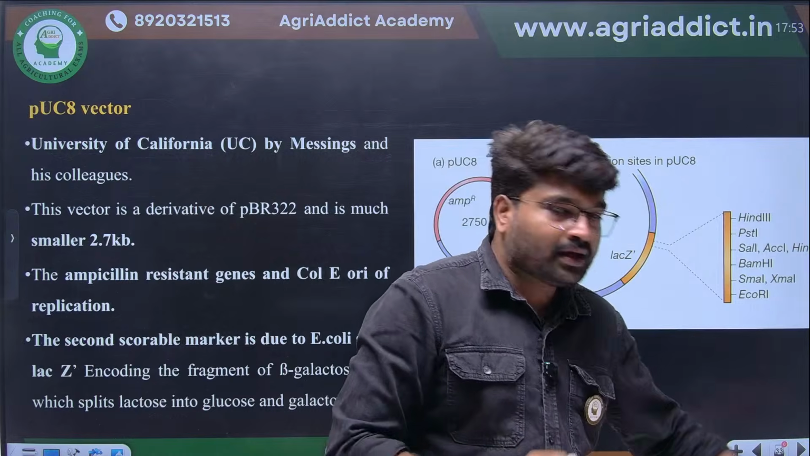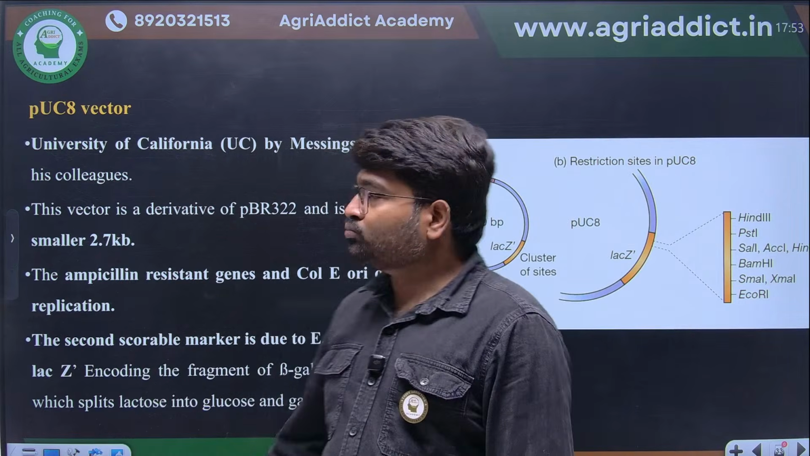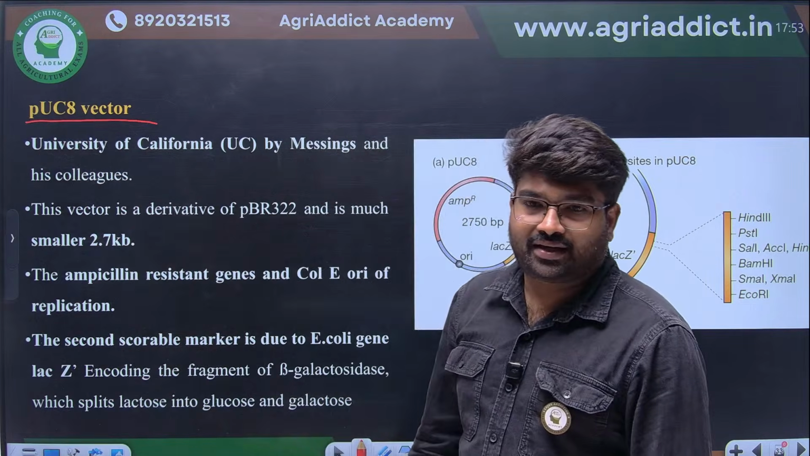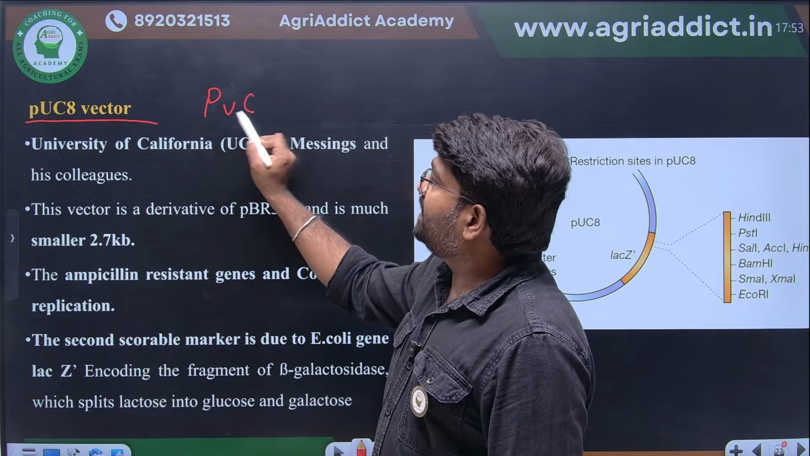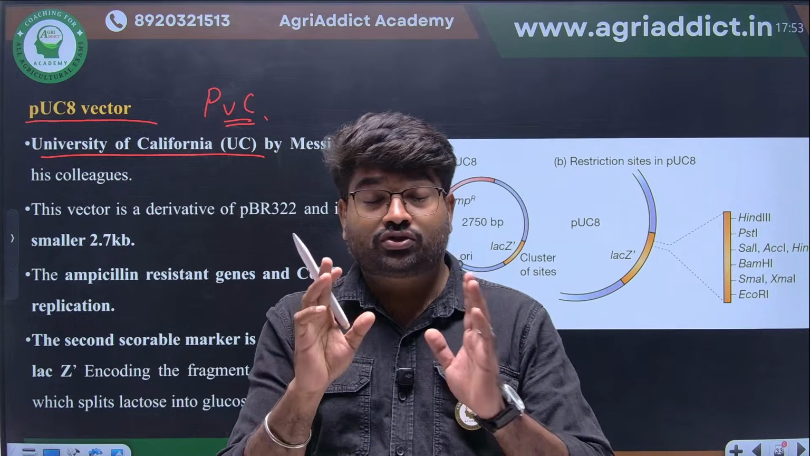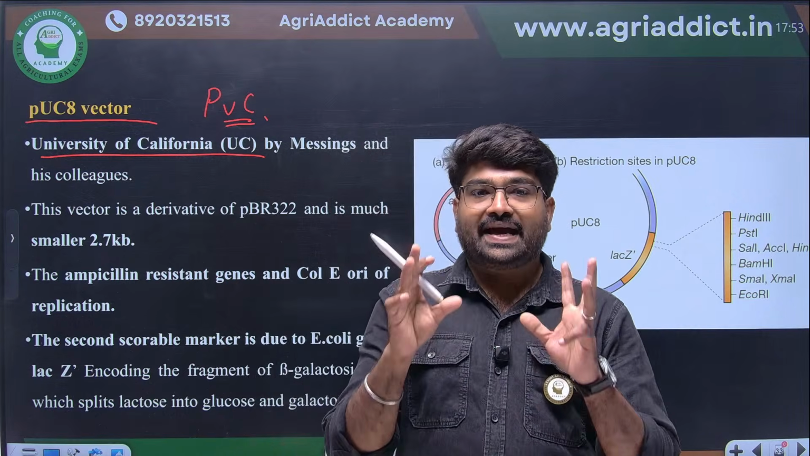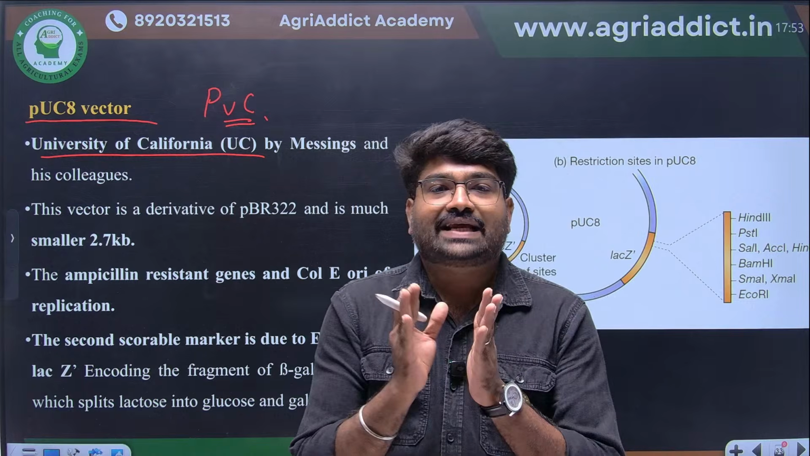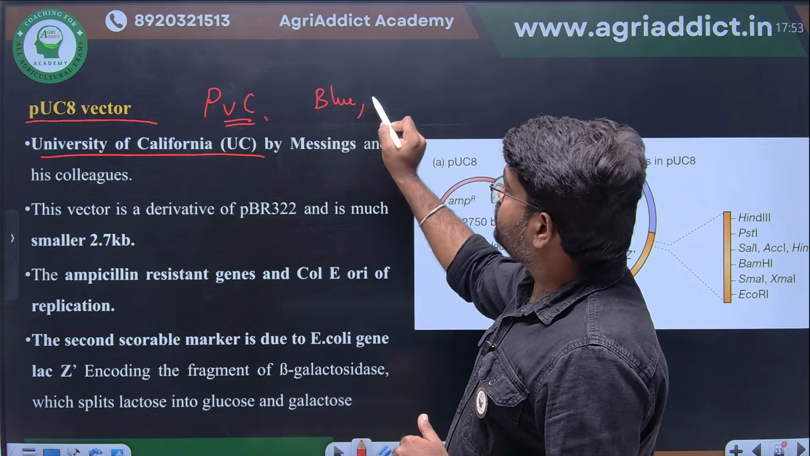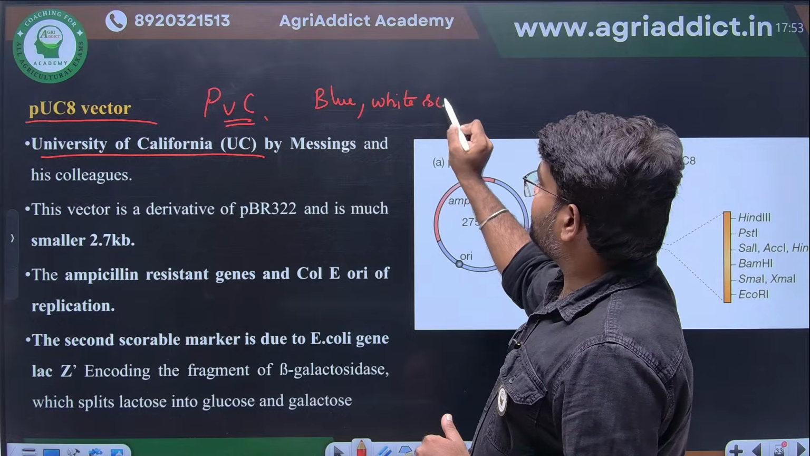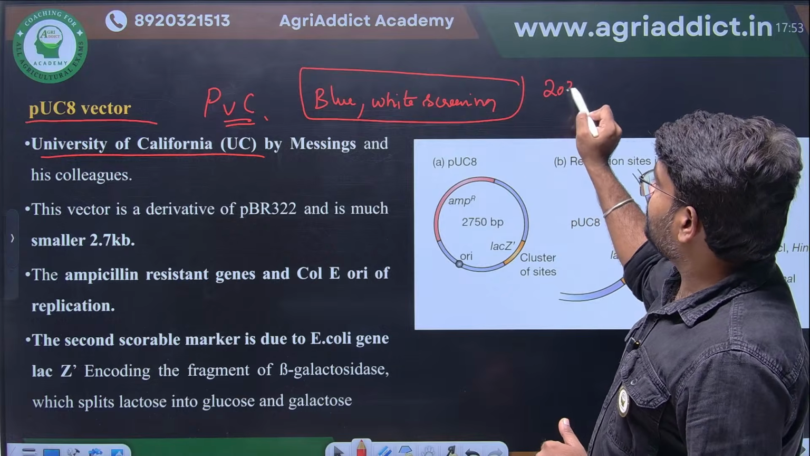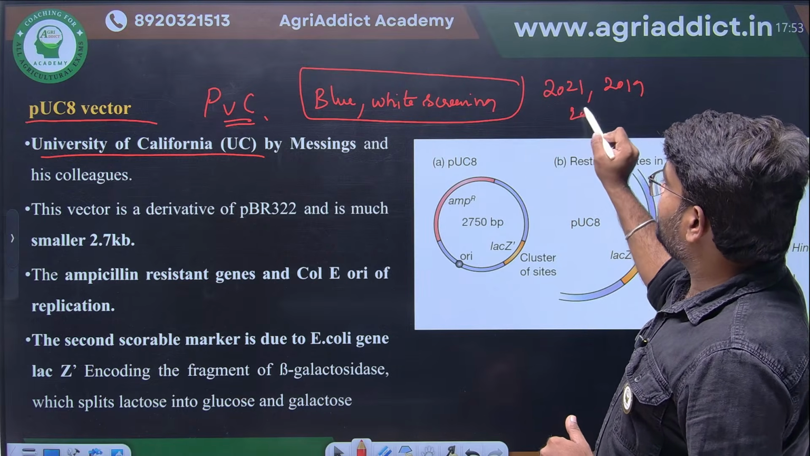The second most important vector is the plasmid University of California 8 vector, pUC. They have asked this full form: University of California vector. Here the most important thing is the type of selection procedure used, which is blue-white screening. They have asked this three times: JRF 2021, 2019 and 2023.